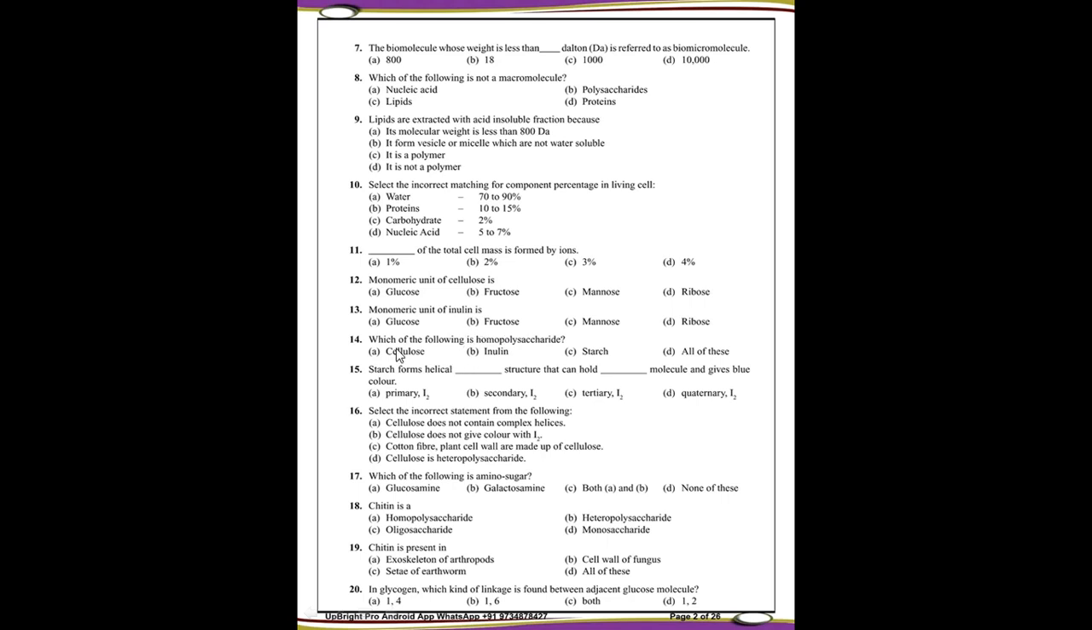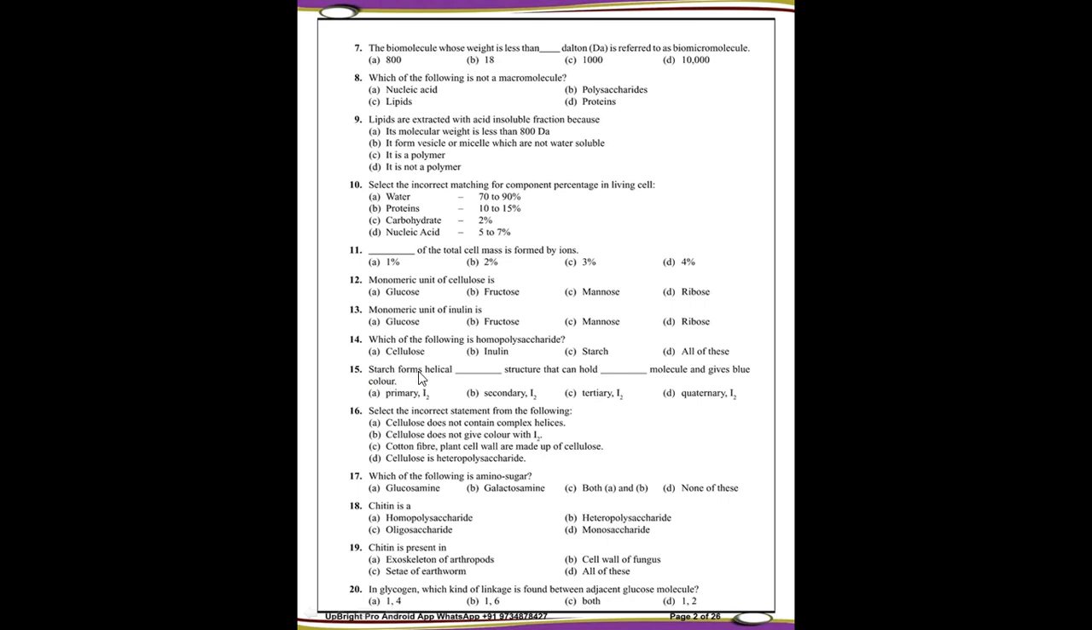Question 14. Which of the following is a homopolysaccharide? A homopolysaccharide is made of only a single monosaccharide residue. Here you have cellulose made of glucose only, inulin made of only fructose, and starch made of glucose only. So the answer is D. All of these are homopolysaccharides. Let's take note of that.